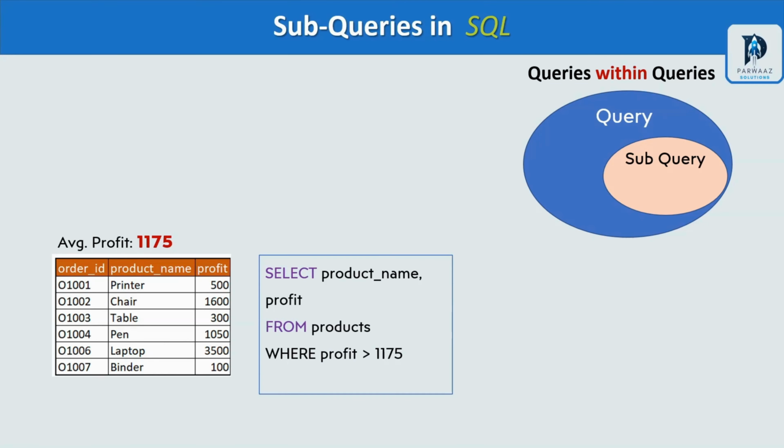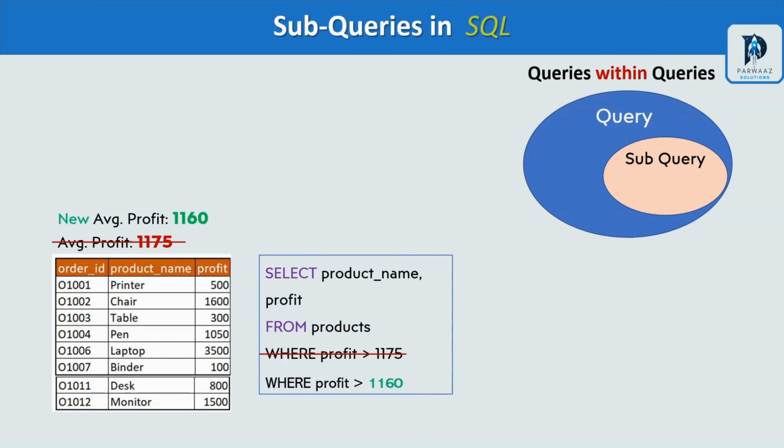And the second problem is, what if tomorrow they add a few more records to this table? As soon as they add a few more records, the average will change. The new average is 1160. And again, I have to update this query. Now, instead of writing where profit is equal to 1175, I have to replace it with where profit is equal to 1160.